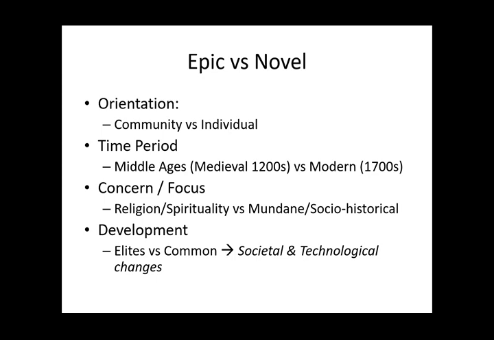And the development is also important. Epics were written by very highly renowned scholars or rulers, written by monks, by leaders of the community, while the novel is written by writers who are maybe just common people. Now this has something to do with societal and technological changes. As we know, the publication of books used to be very expensive and very hard, and not very many people knew how to read and write.